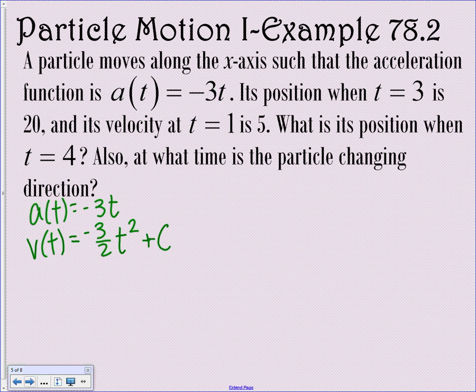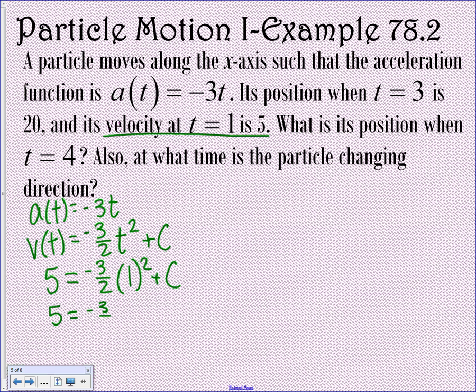When our t is 1, our velocity is 5. So 5 equals negative 3 over 2, 1 squared plus c. So you actually have to do a little bit of work here to find your c. You can't just make it equal to whatever number that was. So we have 5 equals negative 3 over 2 plus c. So 5 plus 3 halves is going to be 13 halves. And so that's what your c value is. So our velocity function is negative 3 over 2 t squared plus 13 over 2.